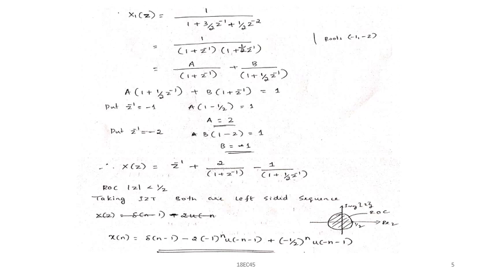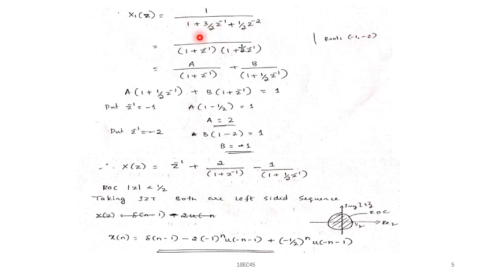For X1 of z is equal to 1 by 1 plus 3 by 2 z inverse plus 1 by 2 z to the power minus 2, I'll find the roots here. The roots are minus 1 and minus 2. And here this is A, this is B, and this is C. If I substitute in the calculator, I'll get the roots as minus 1 and minus 2.